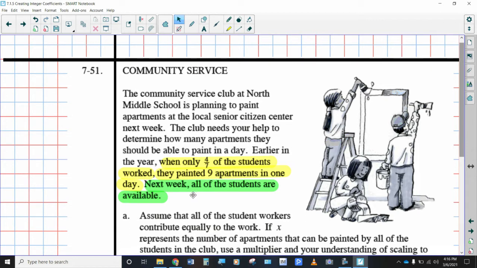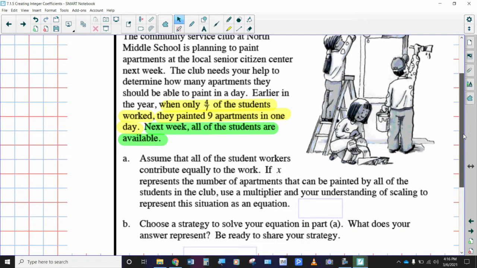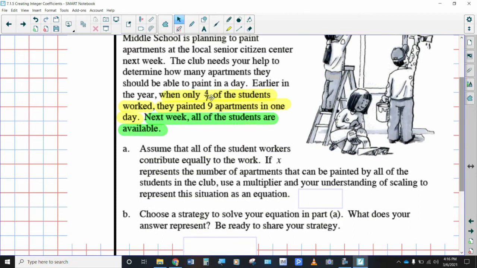So what we're trying to figure out is how many apartments they would be able to paint if all 7 people showed up. So we're going to have X in this situation represent the number of apartments that can be painted by all of the students in the club if all 7 of them were there, okay?